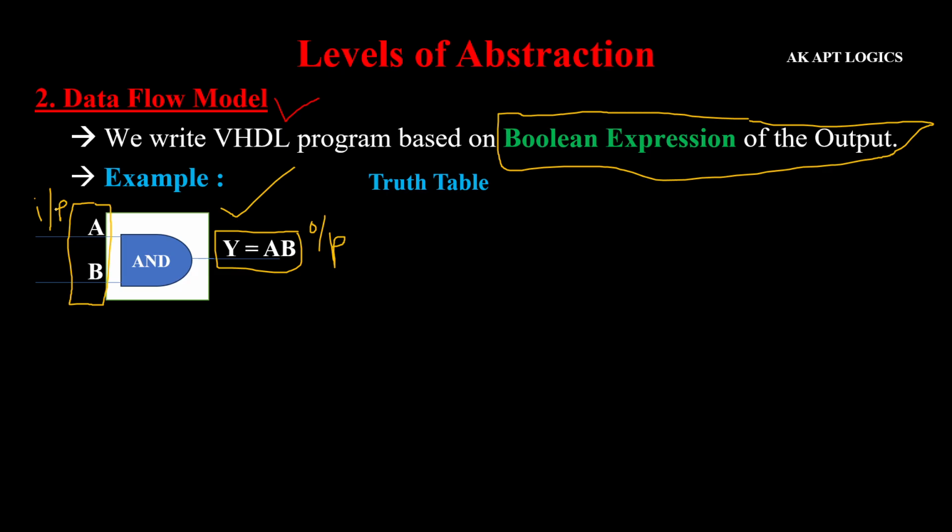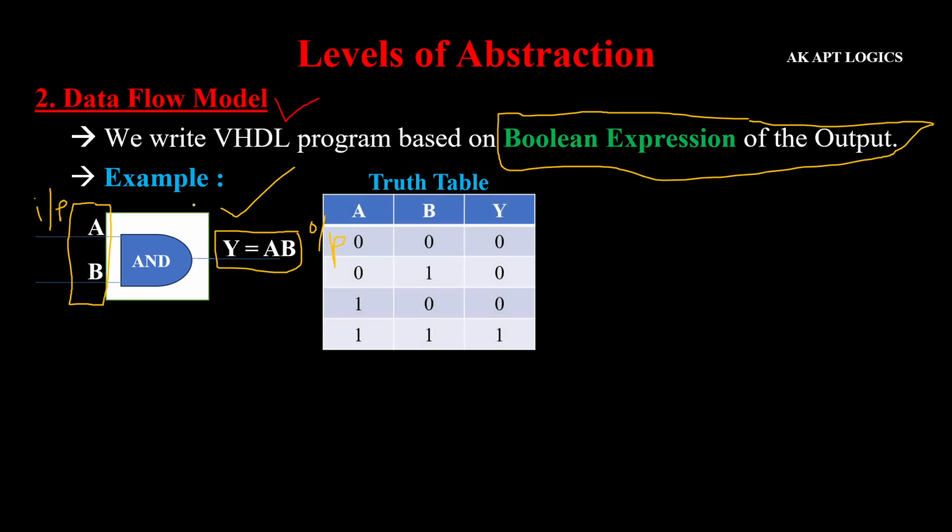Next, we take the truth table for the AND gate. When all the inputs are 1, we get the output as 1. For the remaining cases, we get the output as 0. If any one input to the AND gate is 0, we get the output as 0, and if both the inputs are 1, we get the output as 1.